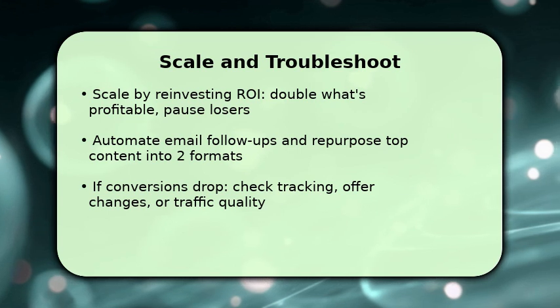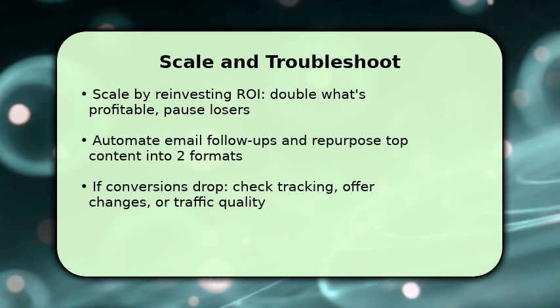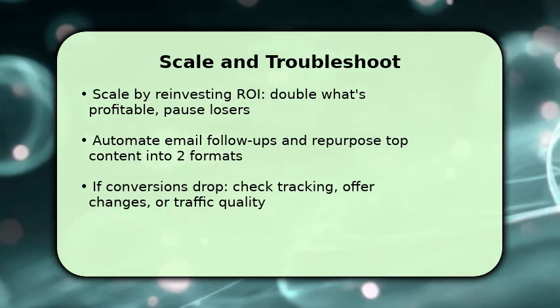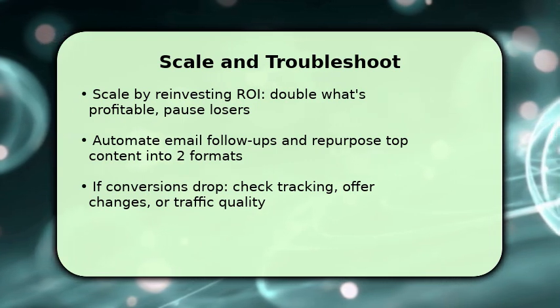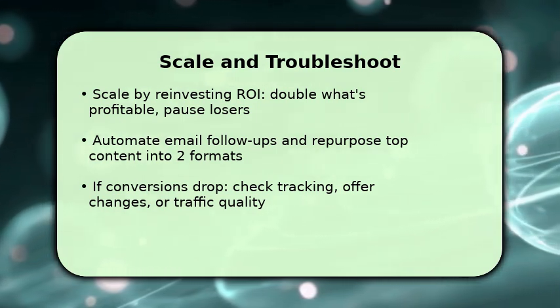Reinvest profits into the top-performing channel, double spend on campaigns that return positive ROI, and pause underperformers. Automate follow-ups with an email sequence and repurpose your best content into 2 other formats to widen reach. If performance suddenly drops, troubleshoot.